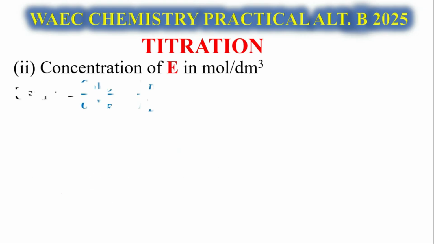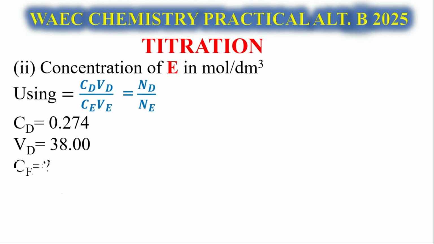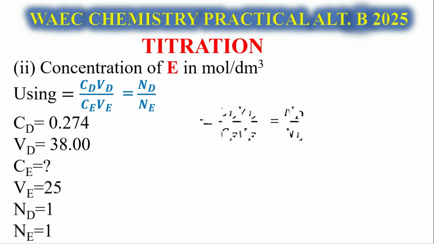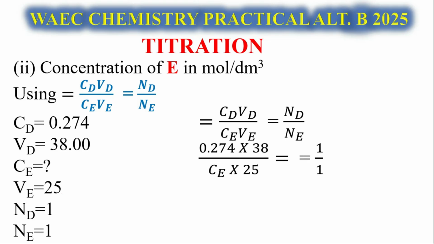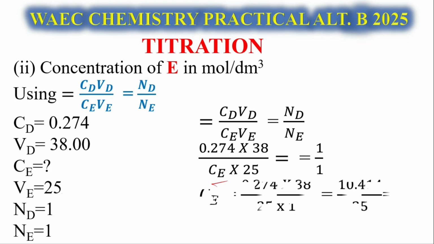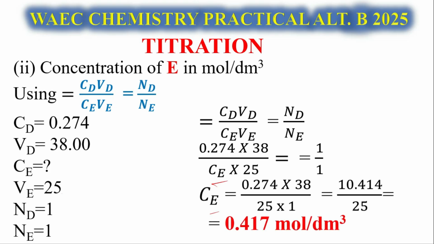Quickly now, let's look at the concentration of E in mole per dm³. Let's follow all our parameters. Then you substitute our parameters correctly. Then you make C the subject of the formula. You can see it there. And our final answer will be 0.417 mole per dm³. Are you following?